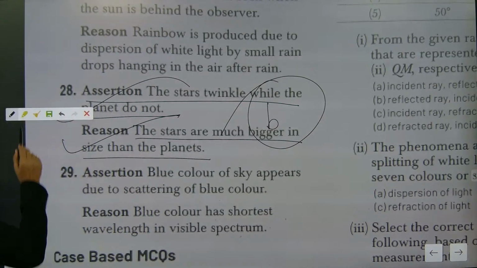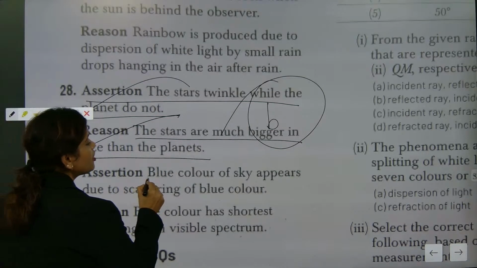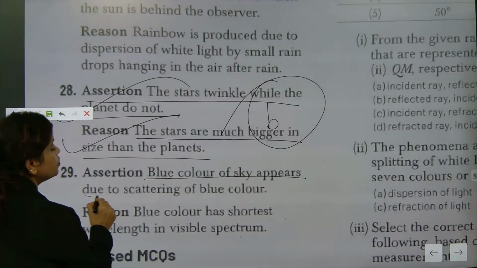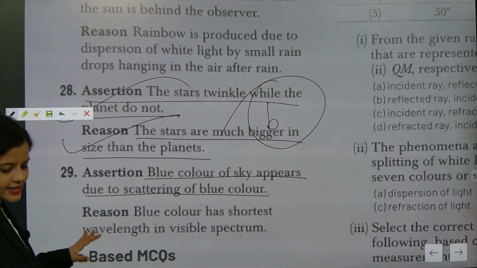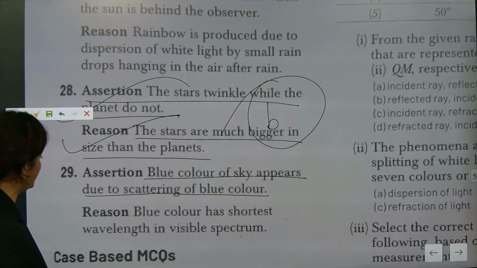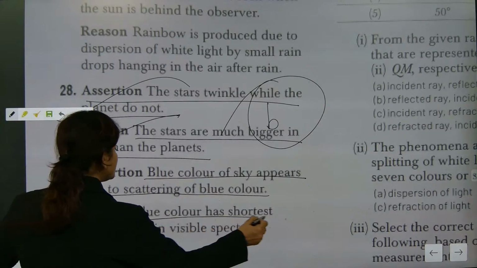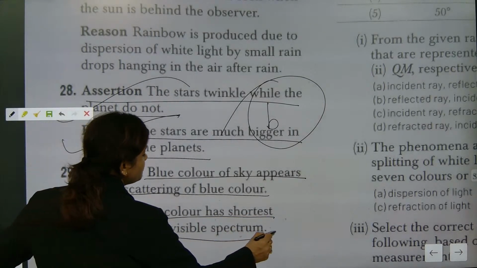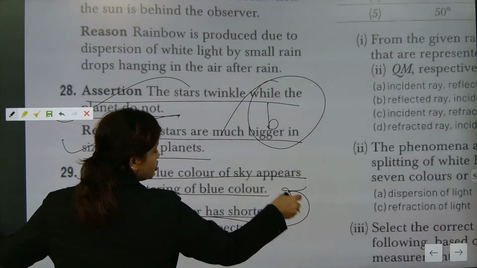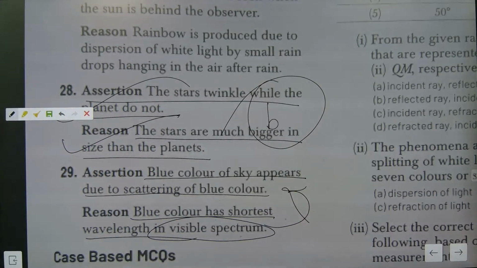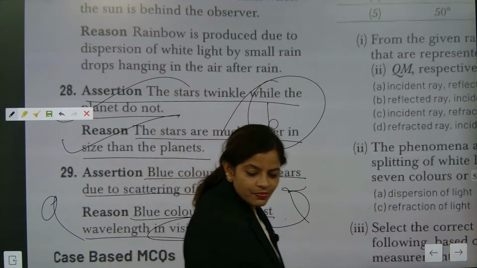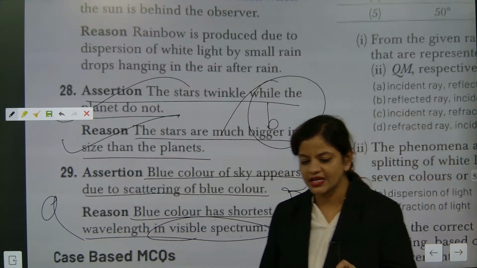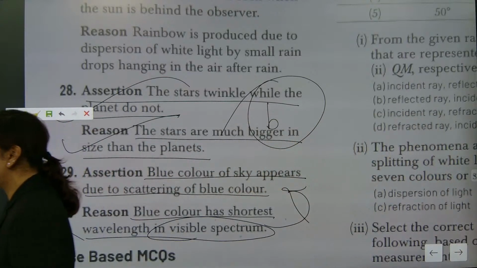Now go to the next question. The blue color of the sky appears due to scattering of blue color. Understood? Blue color is getting scattered, and because of that it is visible. Blue color has the shortest wavelength in the visible spectrum, and that is a true support for A. So the answer here will be A. The shortest wavelength is the best answer for supporting the assertion.